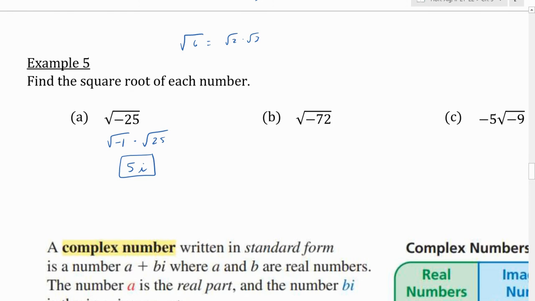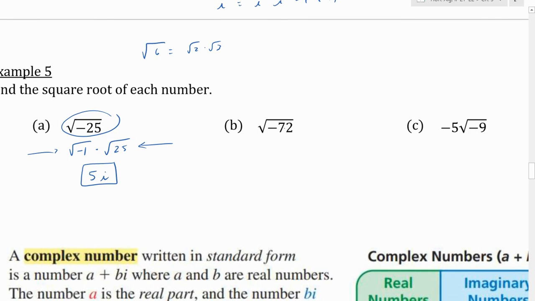And people like to put the i's at the end. Okay, so you just say it's 5i. You don't have to go through this step right here. If you see a negative under a square root, you just go, oh, that one's going to have an i on it. We're good.